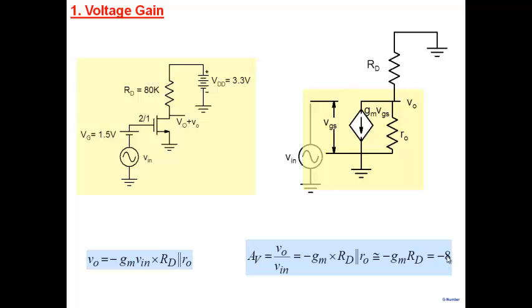The gain is pretty small. Unlike bipolar transistors, the gain in MOSFETs is usually smaller here. And the reason for this is that the GM is smaller. The transconductances in MOSFETs are smaller here. Okay, so we know how to calculate the voltage gain then, which is simply equal to GM times RD. All right.